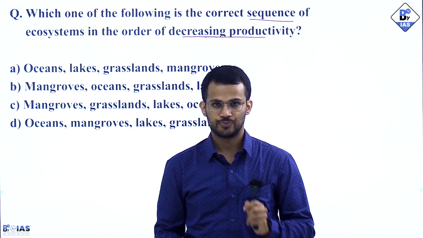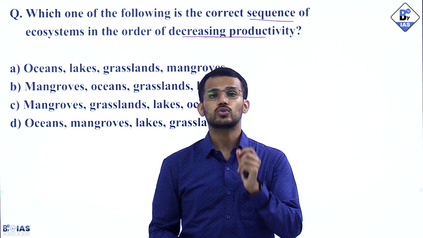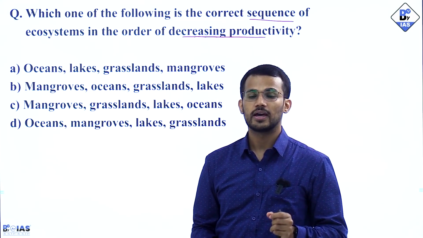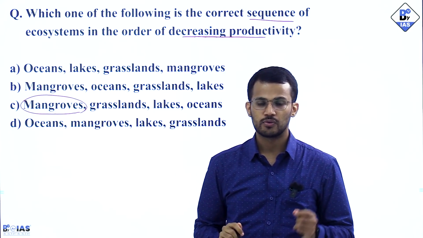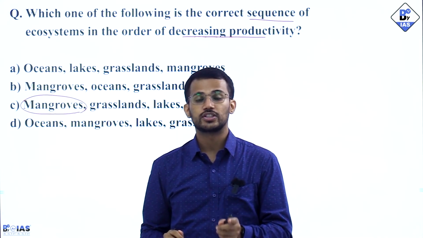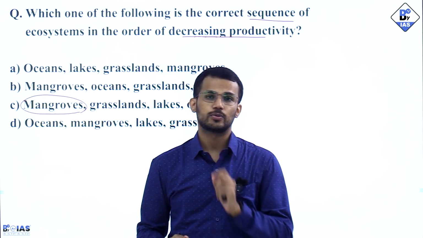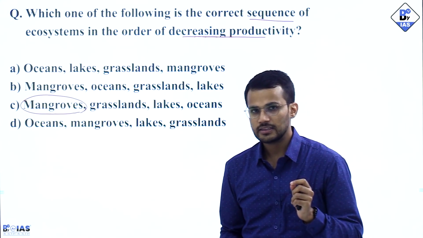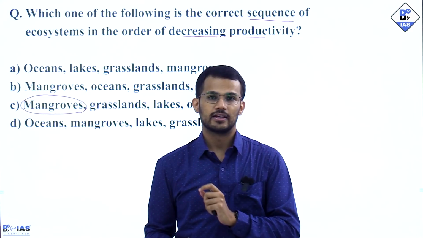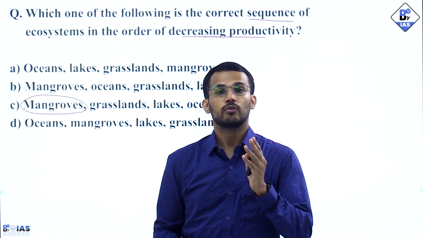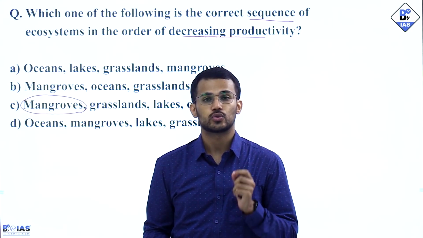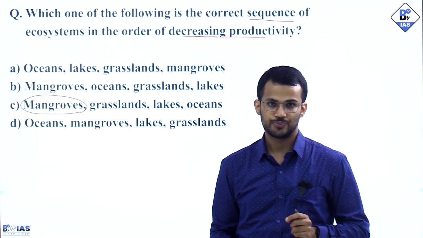So if such conditions are available in a particular environment, then the productivity of that ecosystem is high. And mangroves are the locations where we have highest productivity, right? So mangroves are the locations where we have highest productivity. Then it is grasslands which have high productivity because of very nutritious soil present in the grassland, right?